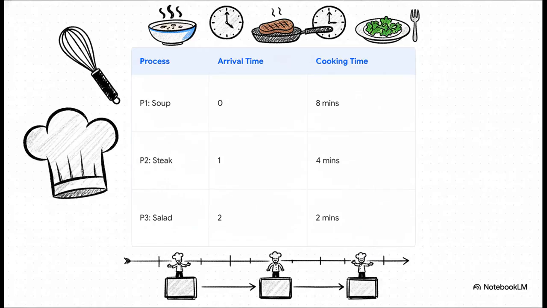To see how these rules really work in practice, let's look at tonight's orders. So at time 0, boom, an order for soup comes in. It takes 8 minutes. A minute later, a 4-minute steak order arrives. And a minute after that, a super quick 2-minute salad. We're going to use these 3 orders to put our chef's different strategies to the test.